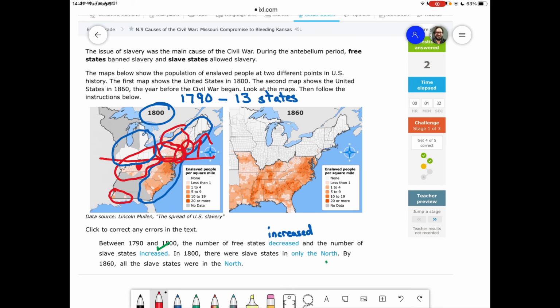But what about the southern states? We see that there's a high concentration of enslaved people in Virginia, for example, which is a southern state. So there were slave states in both the North and the South.